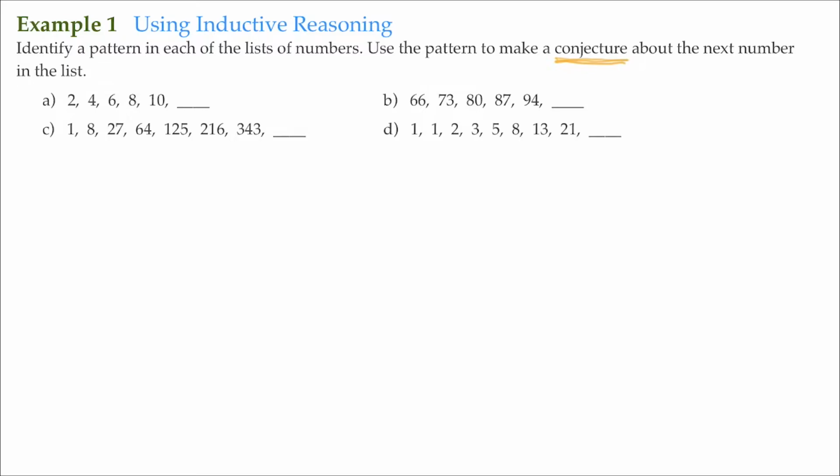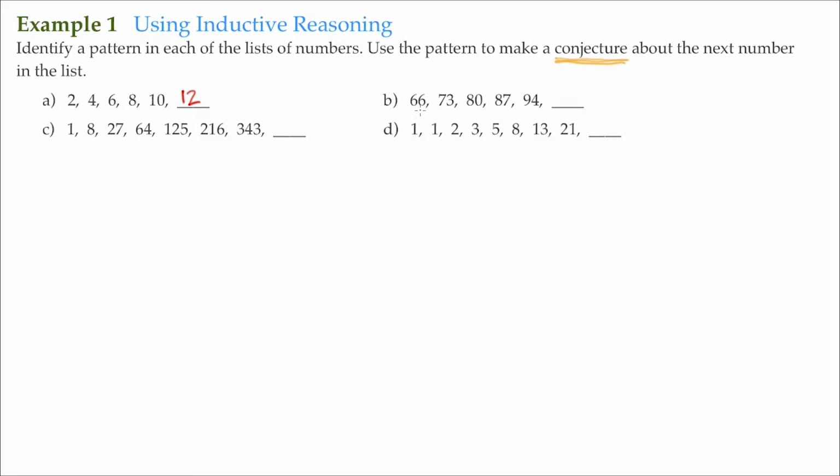So as we look at these values here for letter A, we have 2, 4, 6, 8, 10. So then our conjecture would be what we think is the next number here. So we can see that this is the counting numbers, the even counting numbers, 2, 4, 6, 8, 10. So our conjecture would be that the next number would be 12 if we were to follow the pattern.